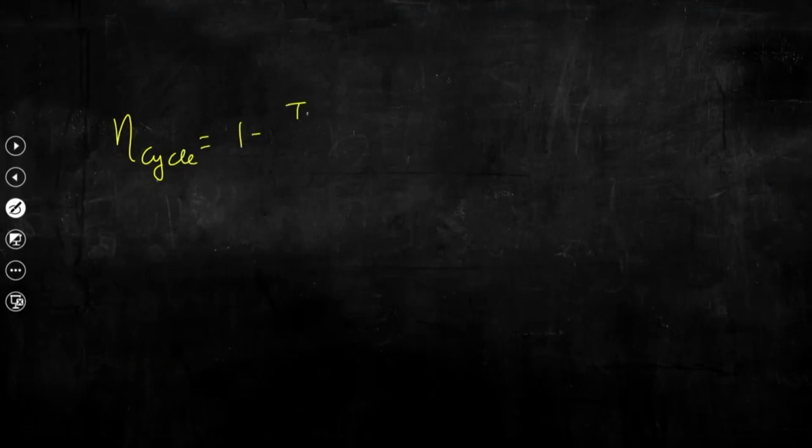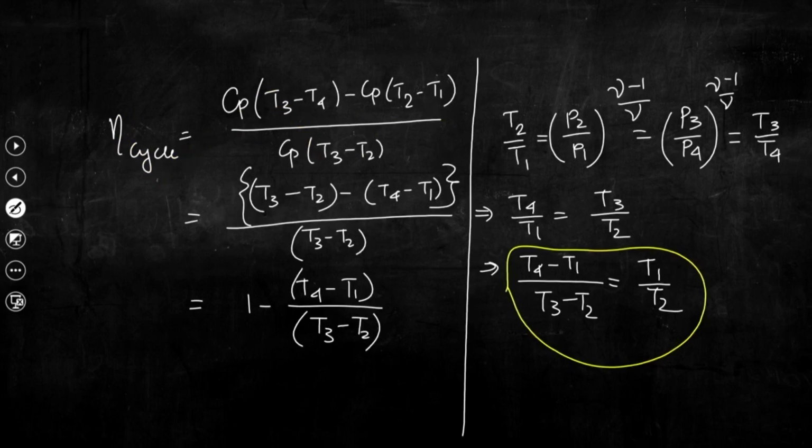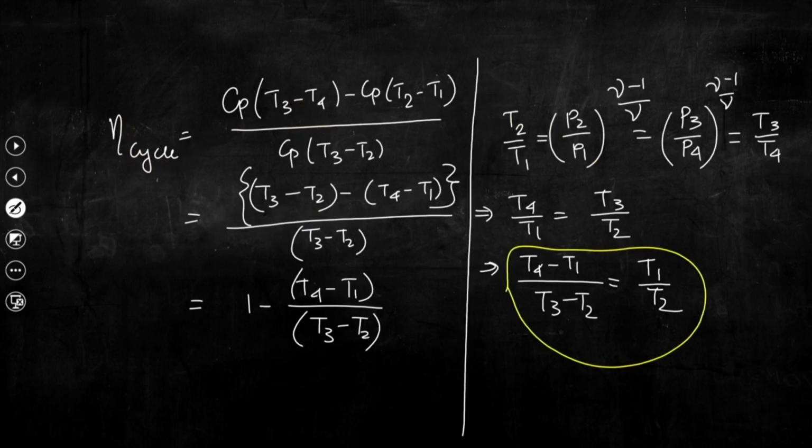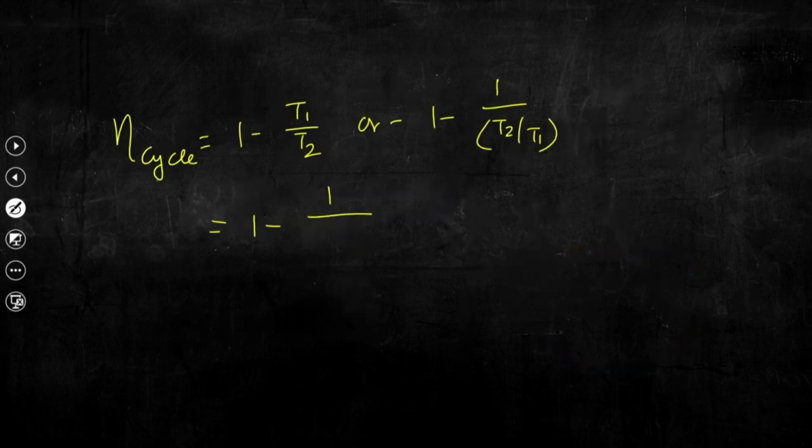equal to 1 minus T1 by T2. So, what is 1 minus T1 by T2? Just try to understand, if T1 by T2, then we can again write 1 minus 1 upon T2 by T1. So, that is equal to 1 minus 1 upon what is T2 by T1? T2 by T1 is P2 by P1 power gamma minus 1 upon gamma. So, that is P2 by P1 power gamma minus 1 upon gamma.